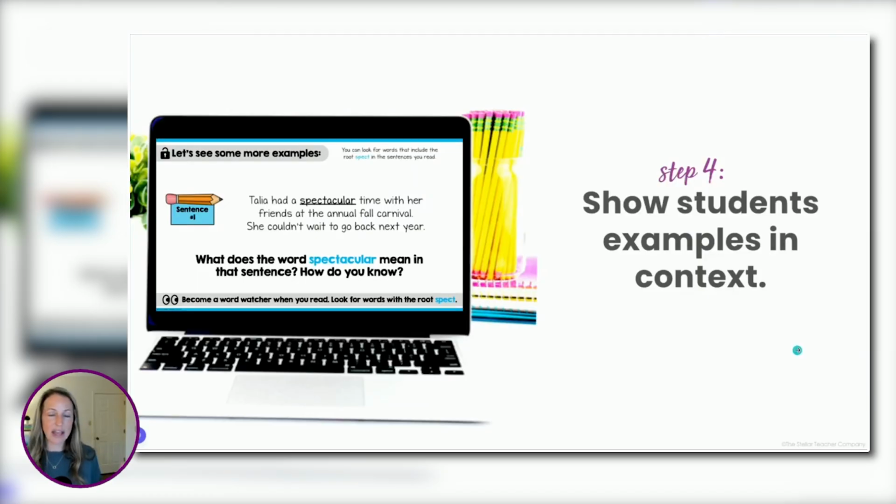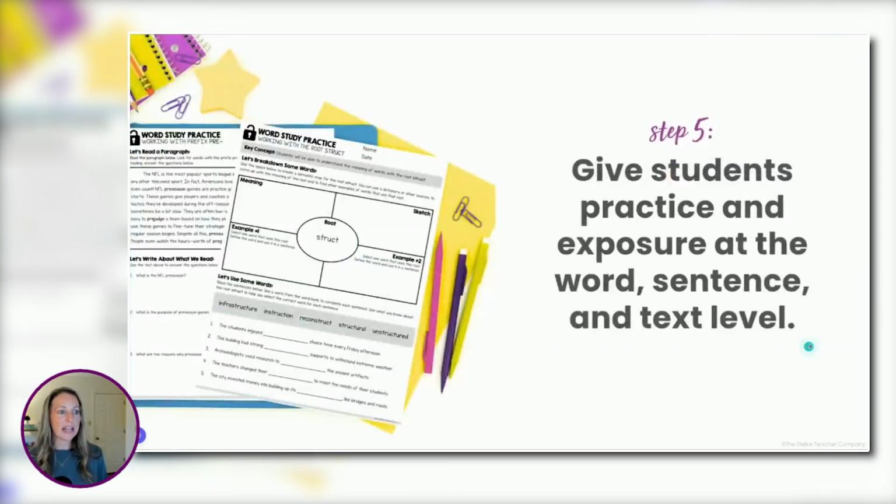And ultimately, as we continue to build students' knowledge of the morpheme, we want to give them practice seeing the morpheme at the word level, the sentence level, and the text level. And I think sometimes this is where we have somewhat of a deficiency, where sometimes we can get so hyper-focused on just the word, right? It's like, let's memorize the root spect and all of the words and the definition. But the goal is not necessarily for students to memorize a list of words and their definition.